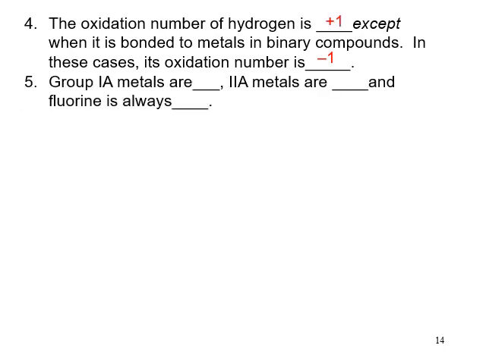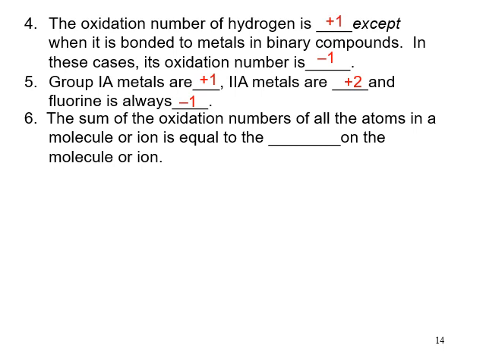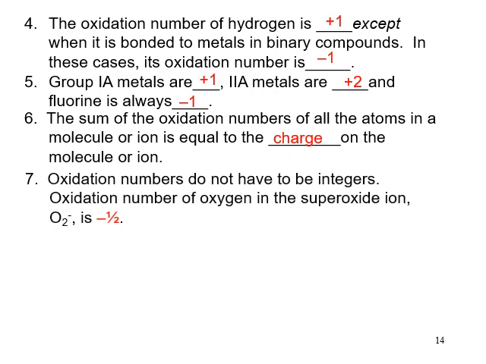Group 1A metals are +1, 2A are +2, and fluorine is always -1. And the sum of the oxidation numbers of all the atoms in a molecular ion is equal to the charge on the molecular ion. And sometimes you actually get fractions. So this one is called a superoxide, and superoxide is O2 with a negative charge.